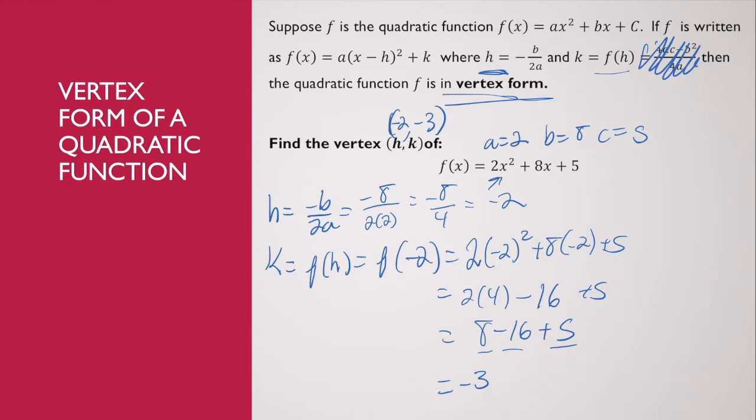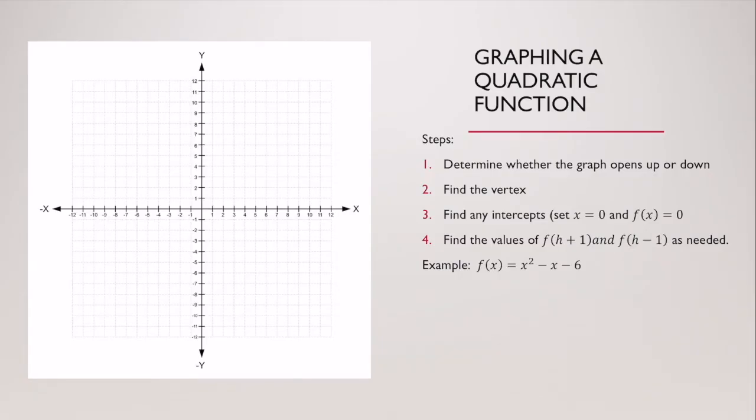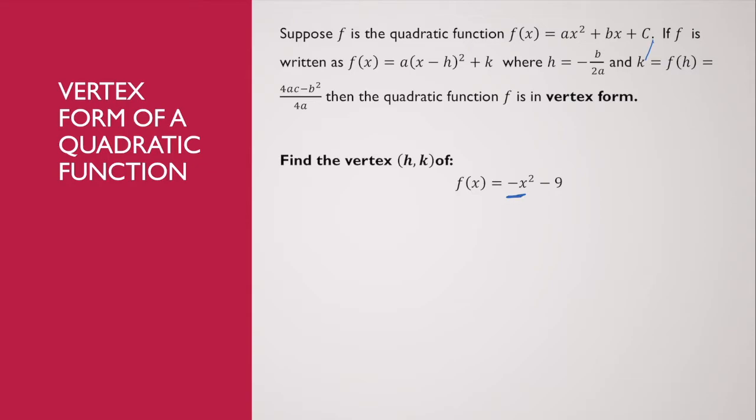Let's try this again. I want to go ahead and find the vertex of f of x equals negative x squared minus 9. We're going to use this formula even though you can probably tell, okay, this is a parabola that's been flipped over the x-axis because it's got a negative, and it's been shifted down 9. So its vertex would only be altered in its y value. But let's test my hypothesis.